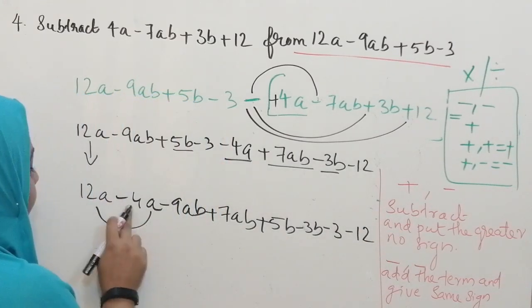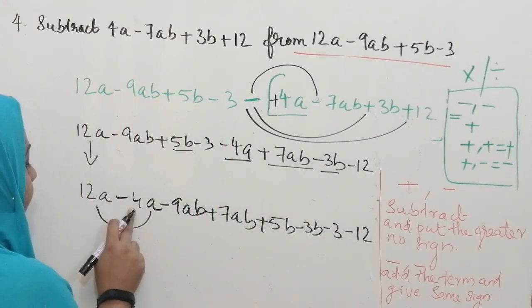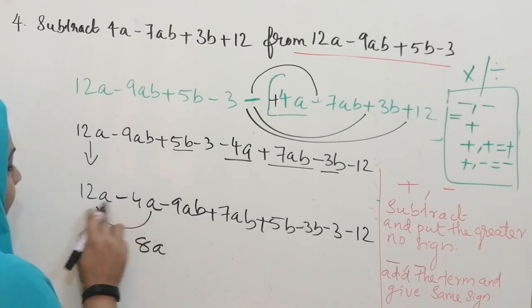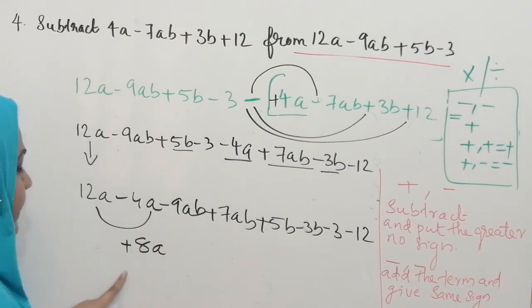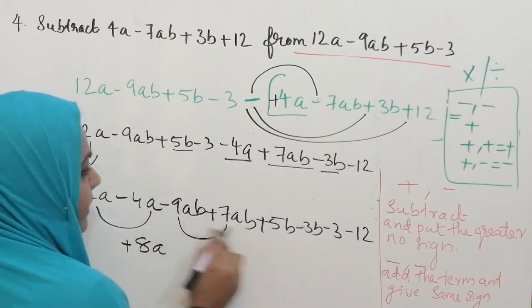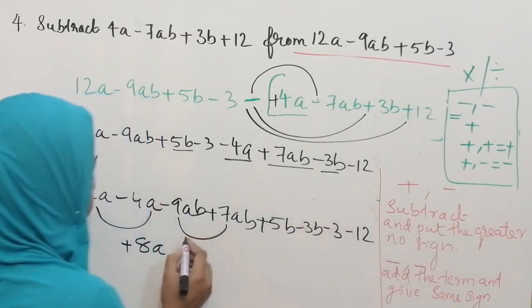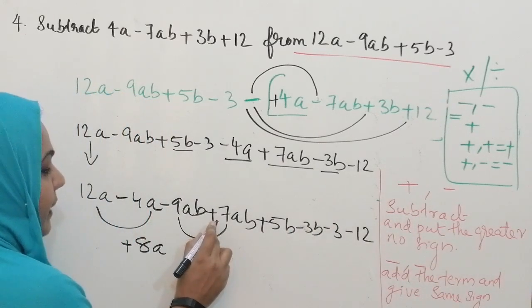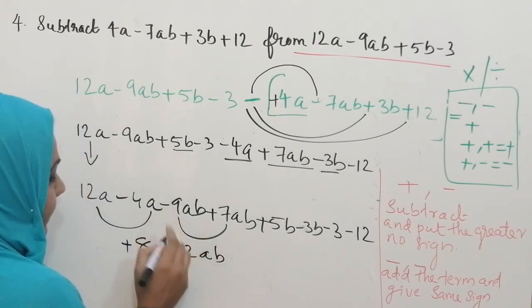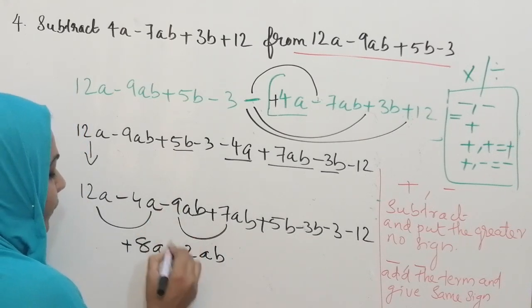12a minus 4a means here are different sign. Here different sign, that means subtract and give greater number sign. So here which one is greater number? 12. So you have to give plus 8a. The next is here also you can see there are different sign. That means you have to subtract and put the greater number sign. So that means minus and plus subtract, that means 2ab. And what is the greater number here? 9. And what is the sign of 9?